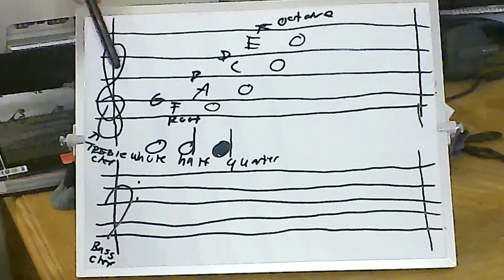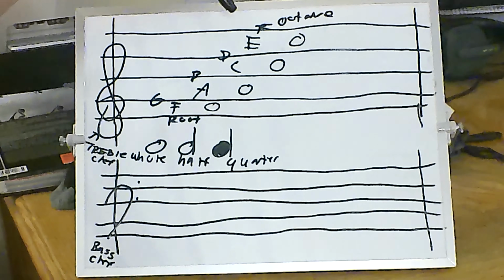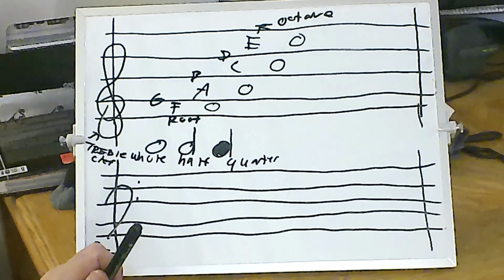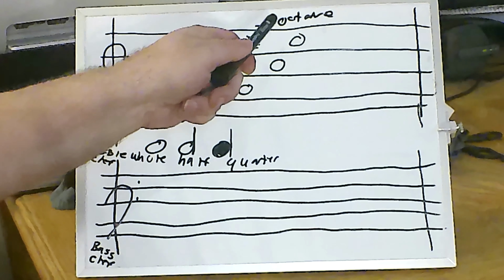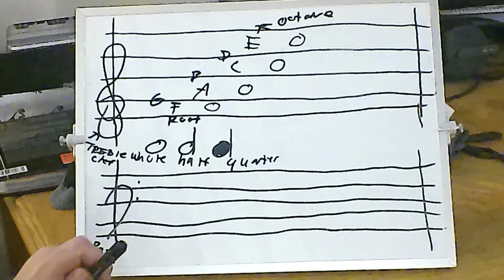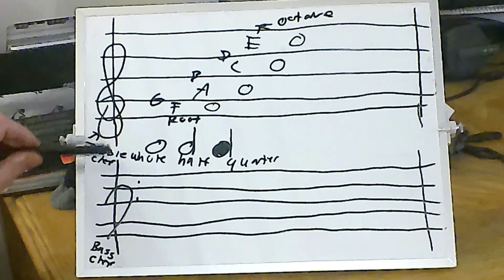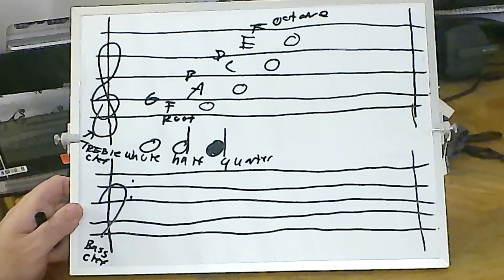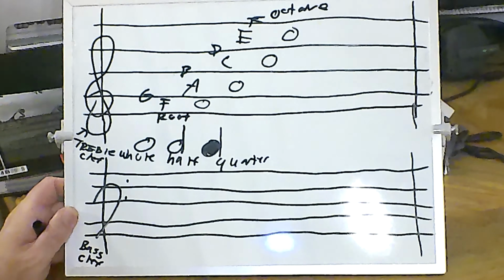Just imagine this as a scale. This isn't really a scale; I'm just explaining everything to you with the staff. So this F and this F are an octave apart. That's all we have to think about. Now the bass clef is totally different. It's the same exact thing, just different notes.